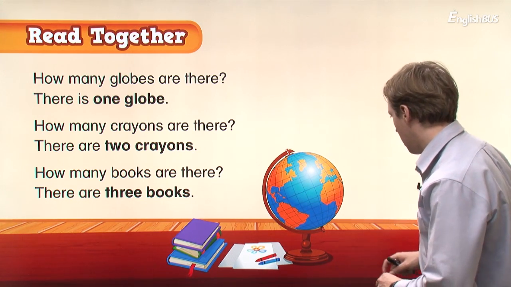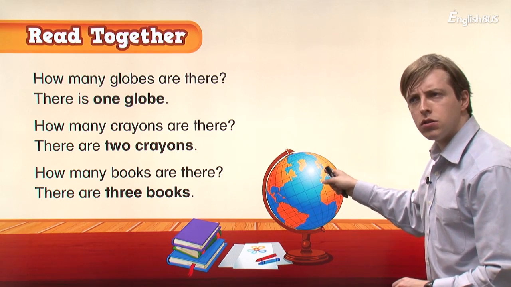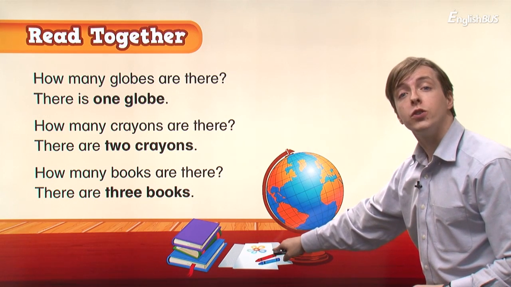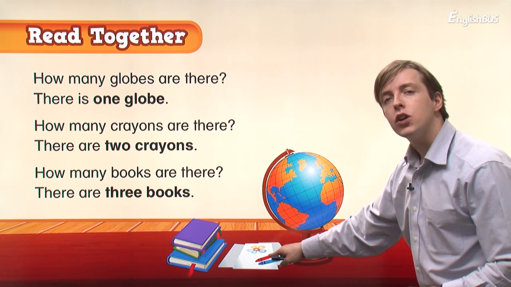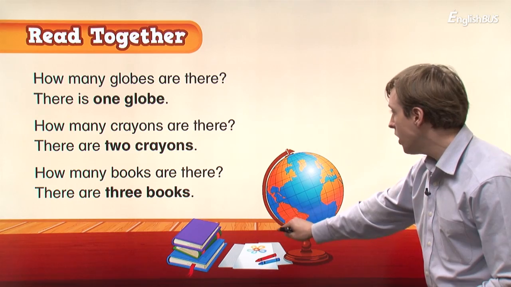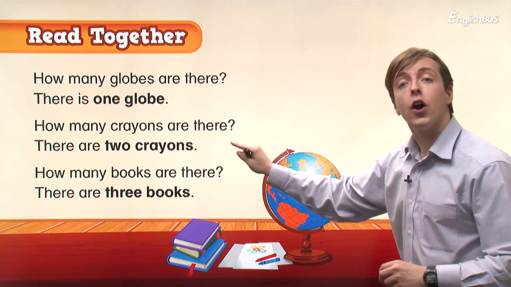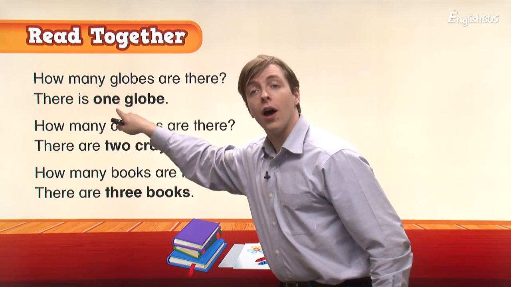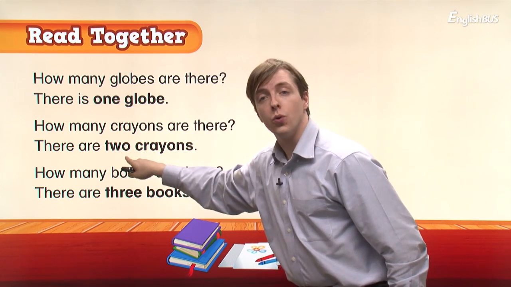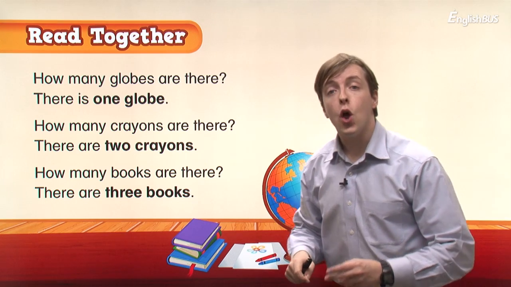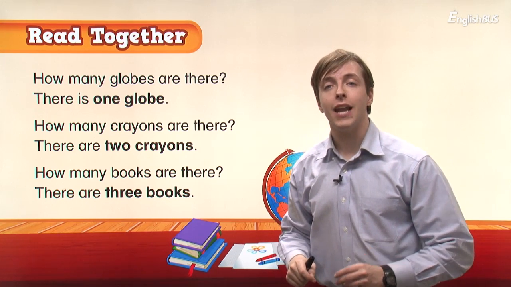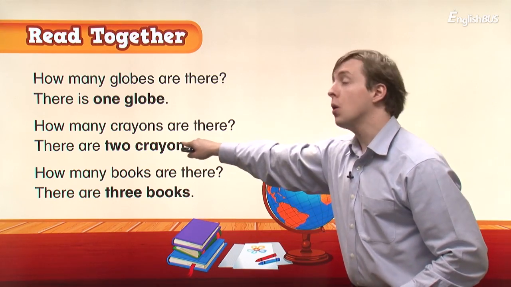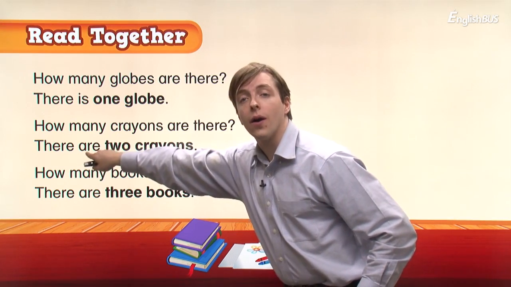How many crayons are there? Well, let's see. Are those crayons? No, that's a globe. Those are crayons. How many do you see? There's 1, 2. There are 2 crayons. Notice the difference. There is 1, there are 2, or there are 3. When we have a single noun, we say there is. But when it is plural, we use there are.